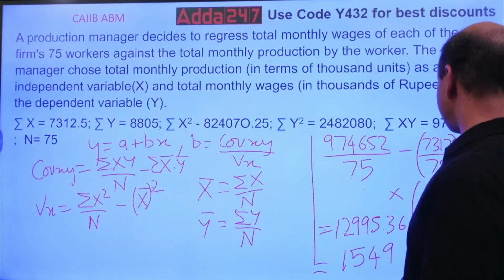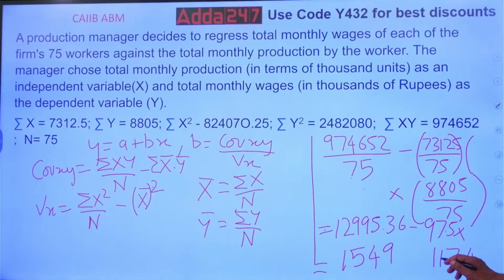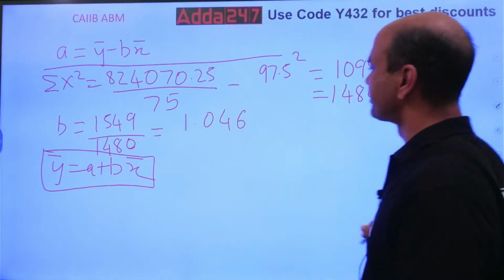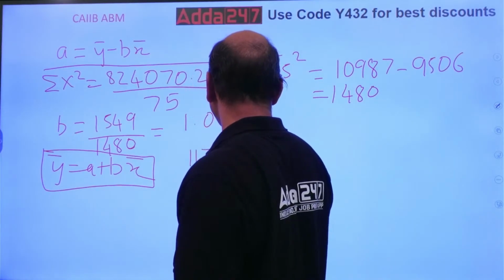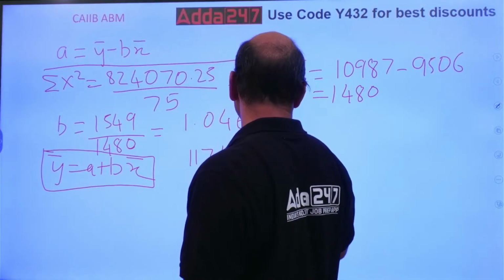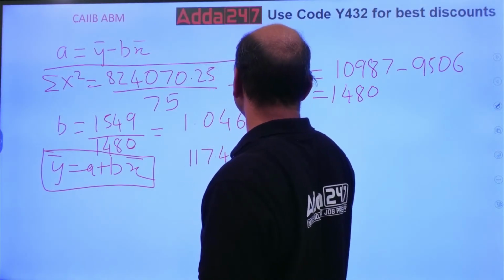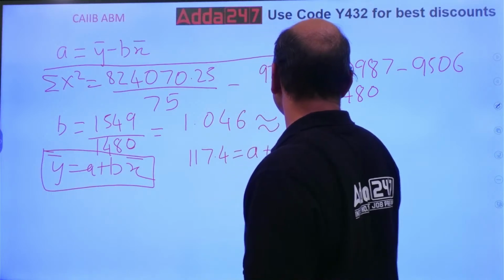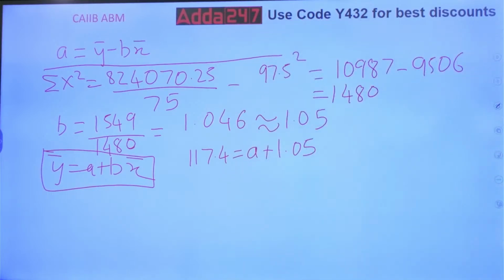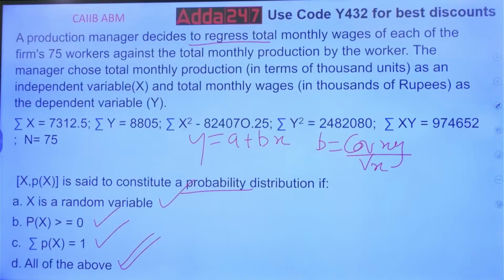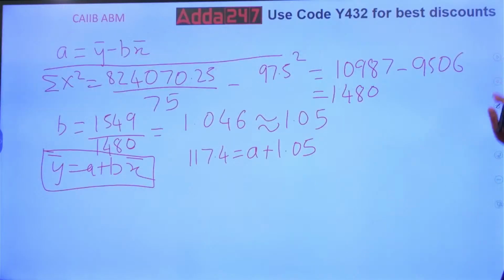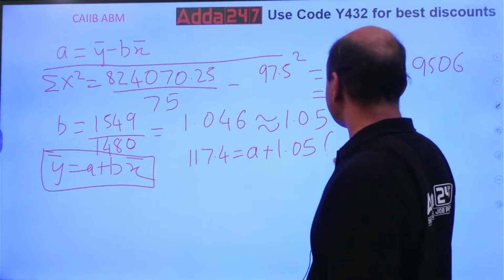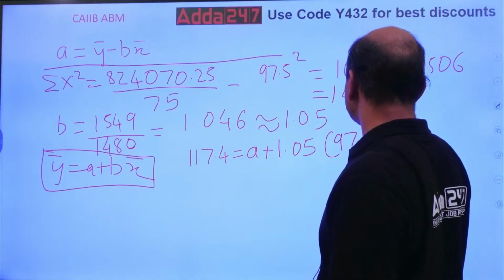Just now we got it in the earlier part, this part. See this, 117.4. Okay, so 117.4 equals A plus B, and B is what? 1.05. We'll take it rounded. Let's take it 1.05. So 1.05 into what is X bar? X bar over here we got it, 97.5. So into 97.5. Now solve this and you'll get A.